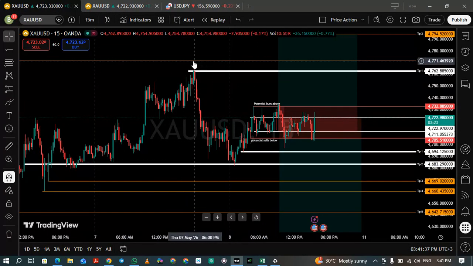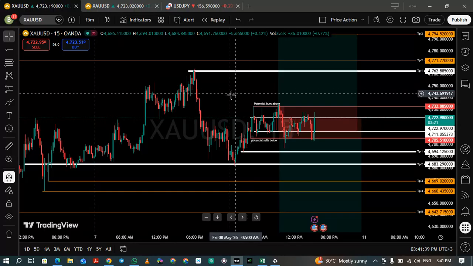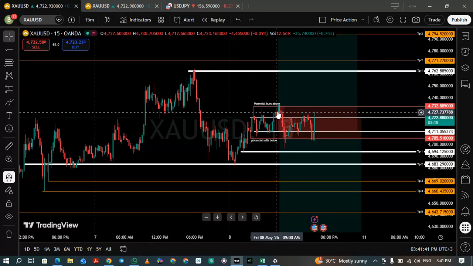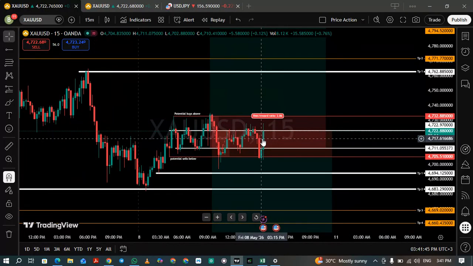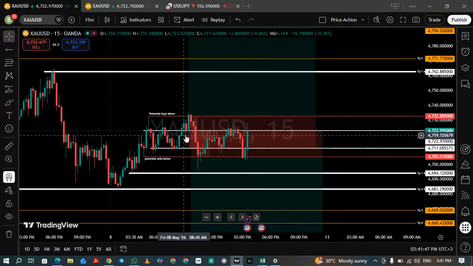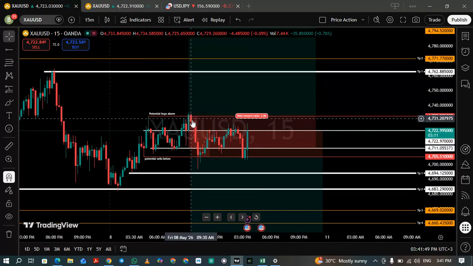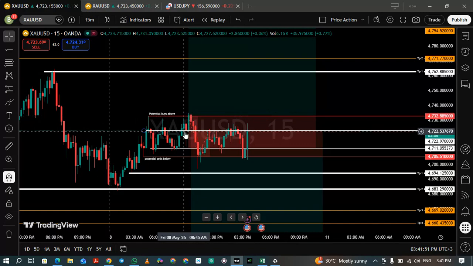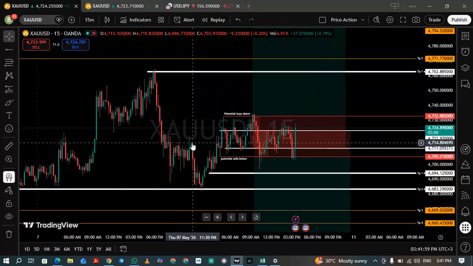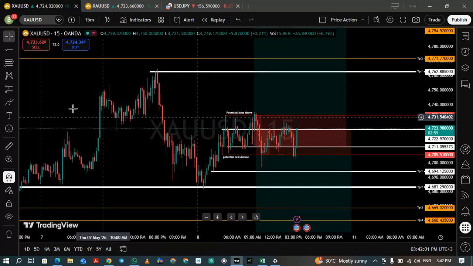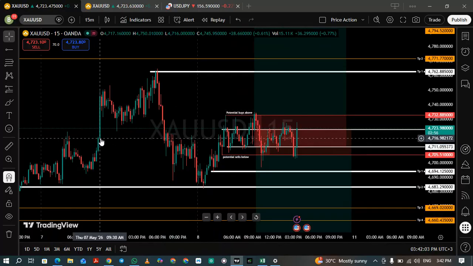This was our analysis earlier today in the morning. There was a fake out here. And the reason I didn't take this trade is because we had no momentum in this break. By momentum, I mean the size of the candle.